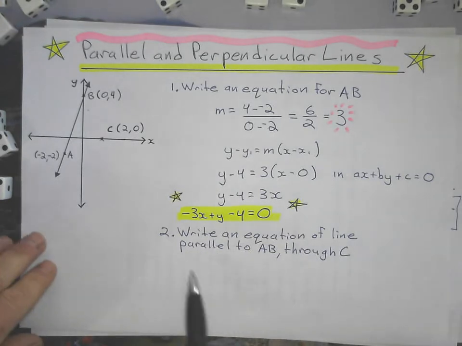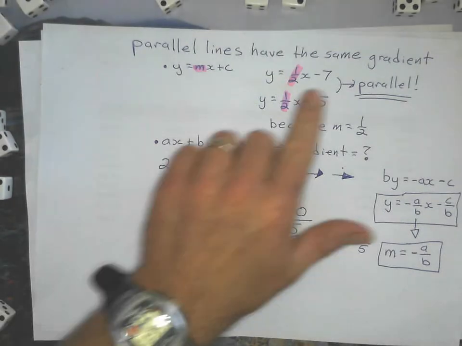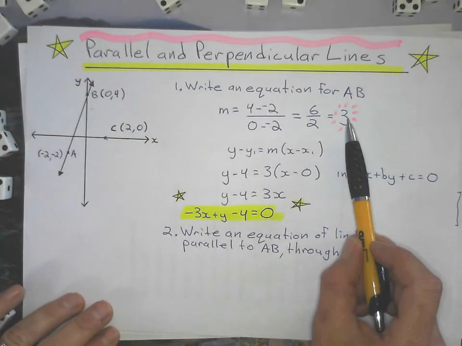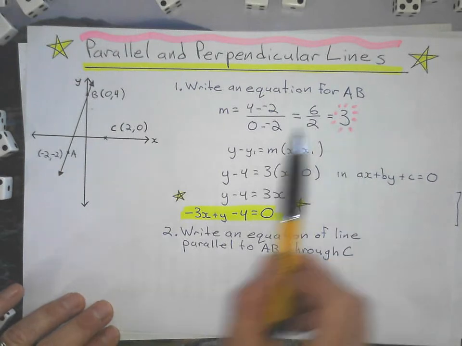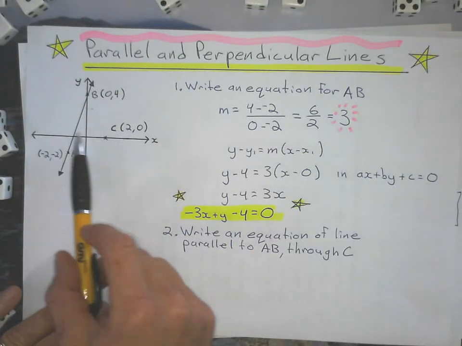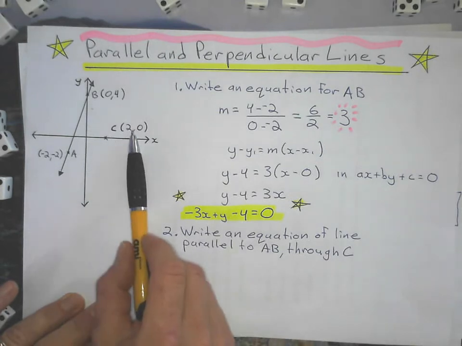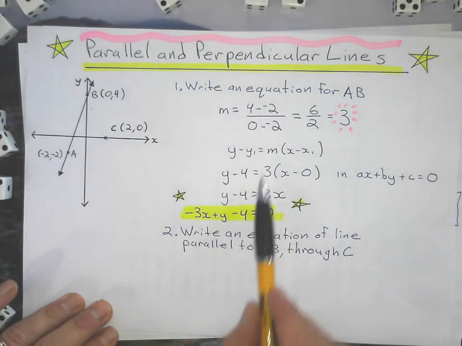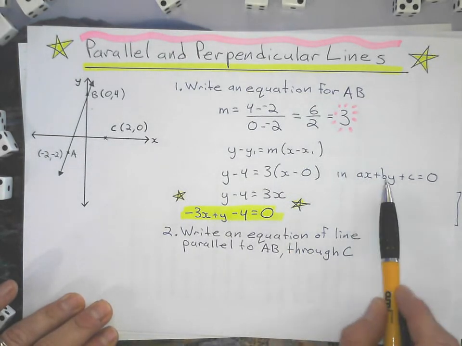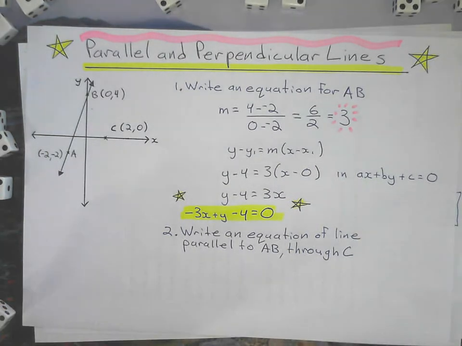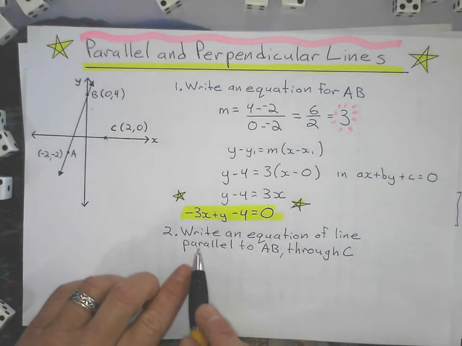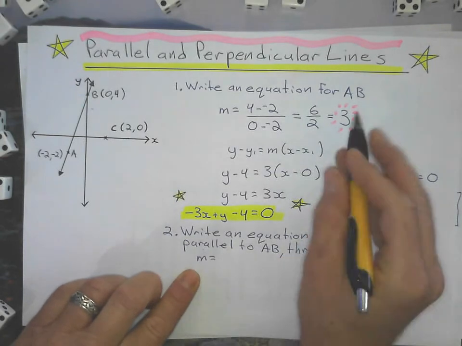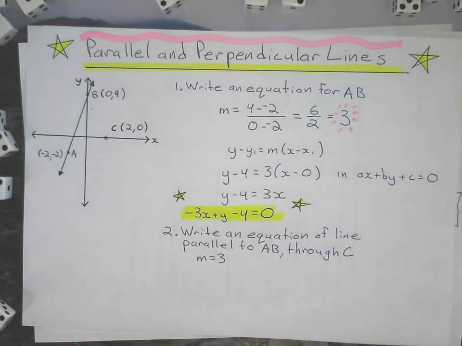The only thing you need to remember for parallel is that they've got the same gradient. We've done most of the work already up here. We found the gradient. It's got to be 3, the same gradient as there. And I already have the point. So I'm all ready to put it into point-gradient form and do the algebra to get it into ax plus by plus c equals 0 form. You need to remember that parallel means it's going to be the same gradient as that previous line.